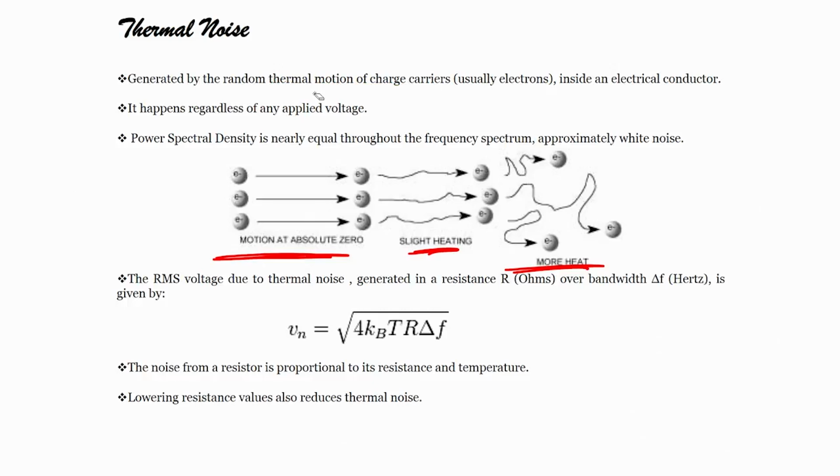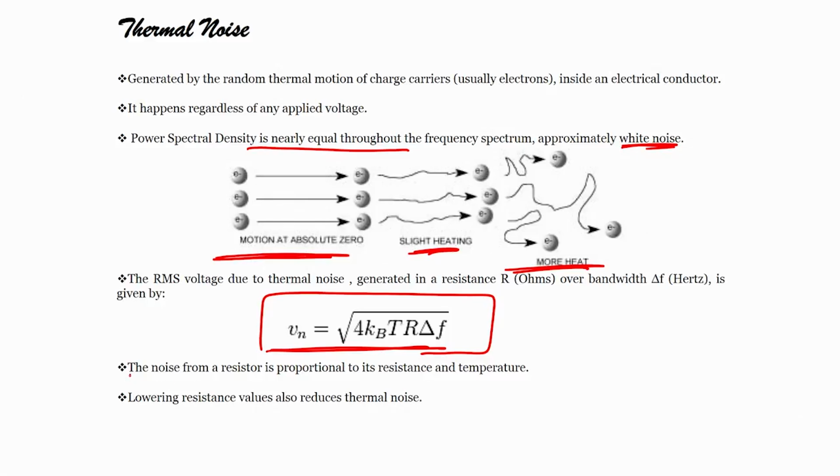Now, power density is nearly equal throughout the frequency spectrum, approximately white noise. The RMS voltage due to thermal noise generated in a resistance R over a bandwidth delta F is given by this equation. You have to remember this equation. We are not deriving it, but at least you have to remember it. Noise voltage is equal to square root of 4 k_B T R delta F, where the noise from a resistor is proportional to its resistance and the temperature, and lowering the resistance value also reduces the thermal noise. So, thermal noise is noise created by the motion of the carriers.